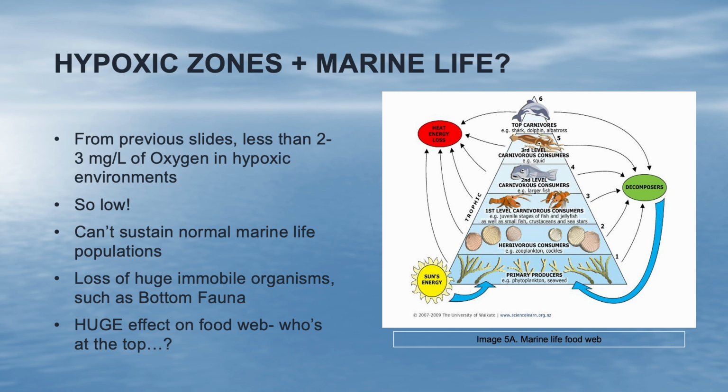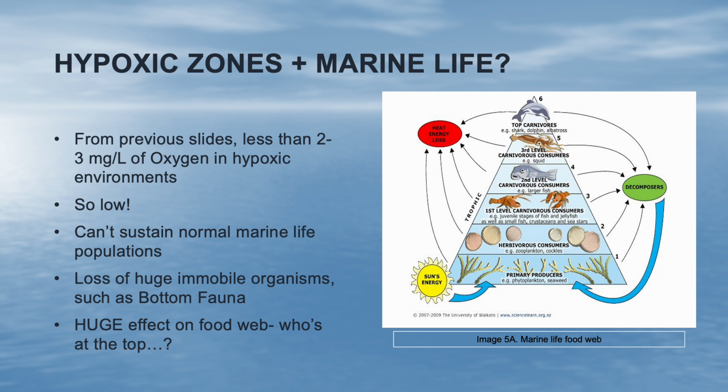So now, how does hypoxia affect marine life? From the previous slide, it says less than 2 to 3 milligrams per liter of oxygen are in these hypoxic environments, which is extremely low. Since it's so low, it's unable to support the life of many aquatic organisms, especially marine mammals. The inadequate availability of extremely low concentrated oxygen in those specific areas is not able to sustain normal marine life populations, especially huge immobile organisms such as bottom fauna, because they're immobile and they cannot move.